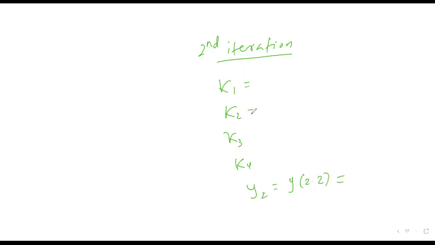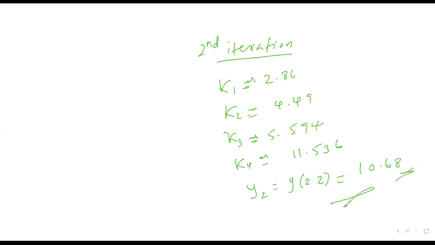Well, I'll write my answer and check whether, okay, this may be 2.86, the approximated value, okay? Maybe this one 4.49, and then 5.594 something. This one 11.536 something. Altogether, it is coming, I don't know, check the answer. It's 10.68 or something. Okay. So this is how you have to give the nice answers.